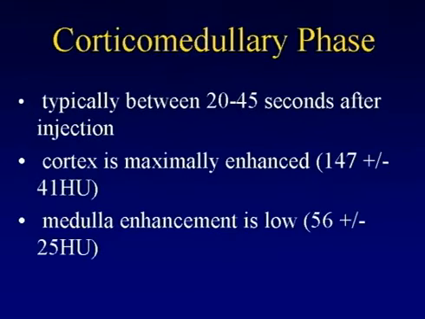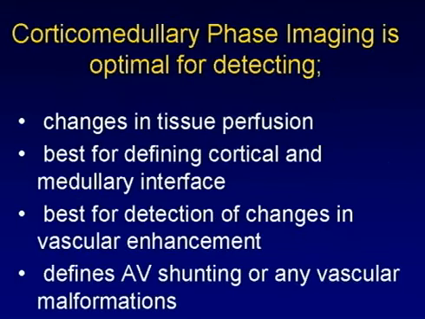So we focus on corticomedullary phase, and I would say that's probably the phase that's most controversial, but it's a phase we've always had a lot of interest in. The thing about this phase is you have that corticomedullary interface best defined. The cortex is maximally enhanced to around 150. The medulla enhancement is relatively low at around 50 or 56 Hounsfield units. So you have about a 90 to 100 Hounsfield unit spread.